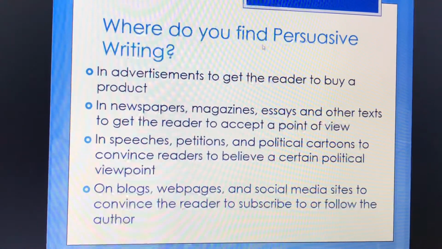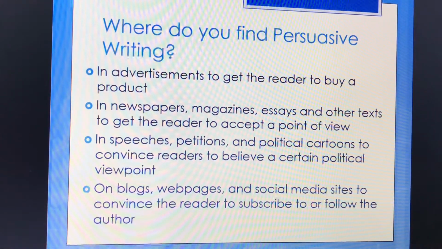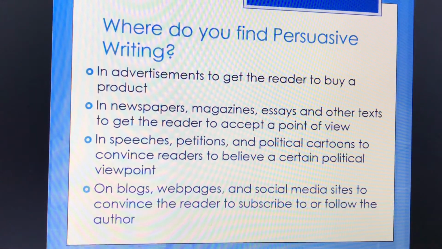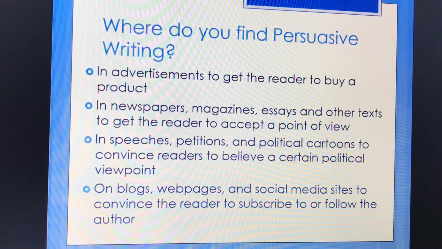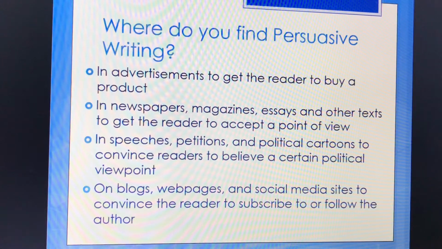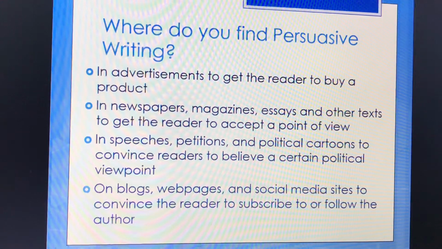So where do we find opinion writing or persuasive writing? It can be in more than one source. It can be in magazines, in newspapers, in an advertisement for a certain product that they want you to buy from a certain company. That's why they are trying to do their best to let you buy what they produce. Or it can be in a certain speech, political or whatever. It can be on blogs, on web pages, on social media, on Facebook. It can be advice. So you can get opinion writing in more than one form.